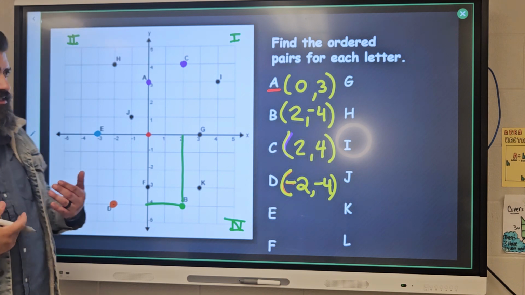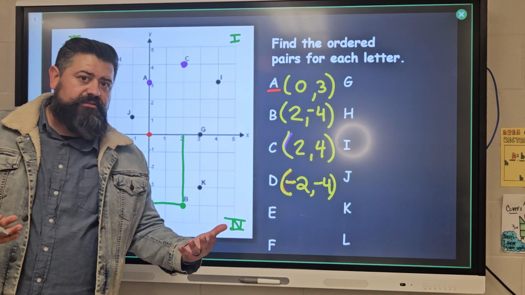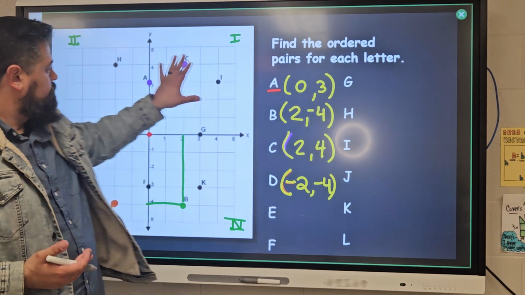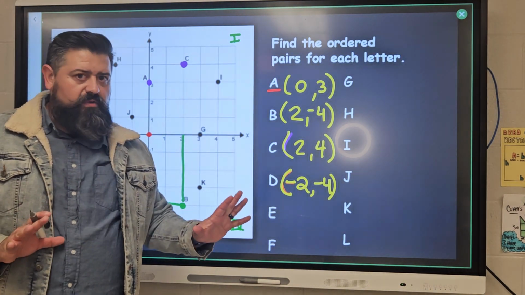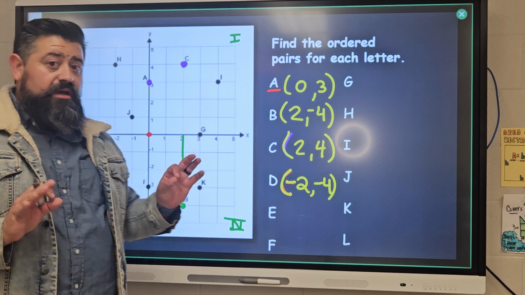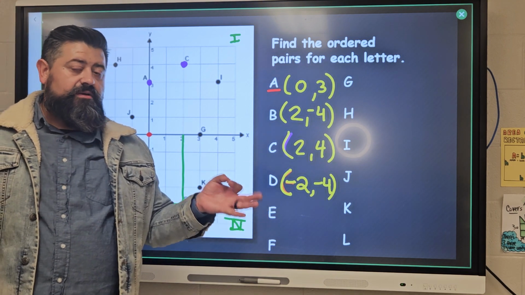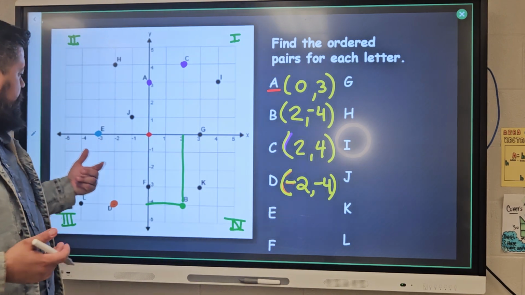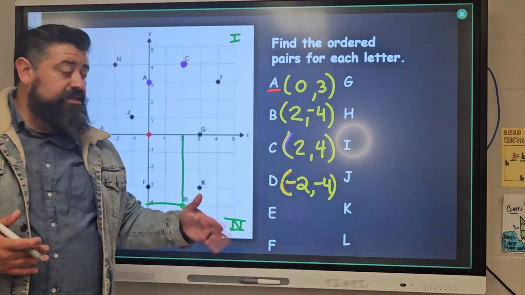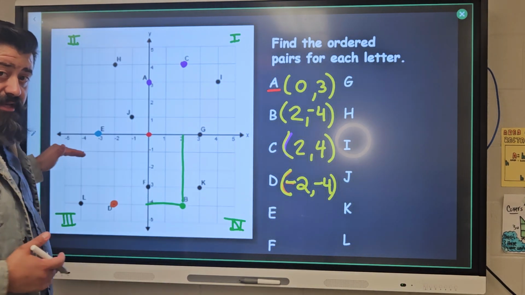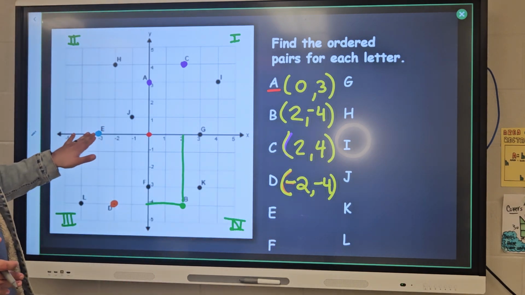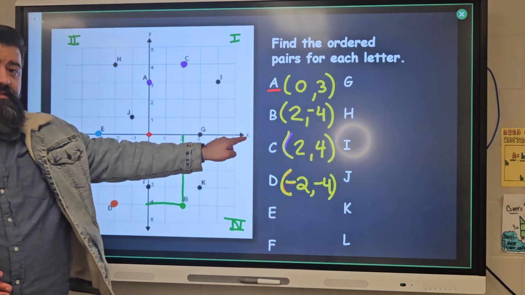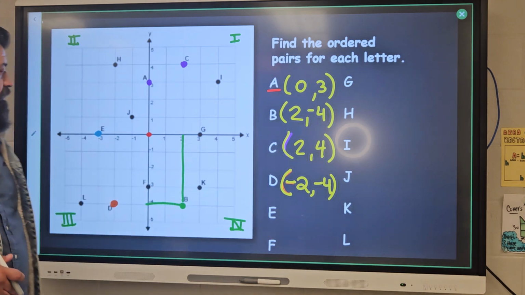So the question is, does E fall on a quadrant? Hopefully you said, no, it's not on a quadrant. It is on an axis. So the question is, which axis do you find the letter E? Is it on your y-axis or on the x-axis? Hopefully you said that E falls right here on your x-axis. Okay, that's where it falls.